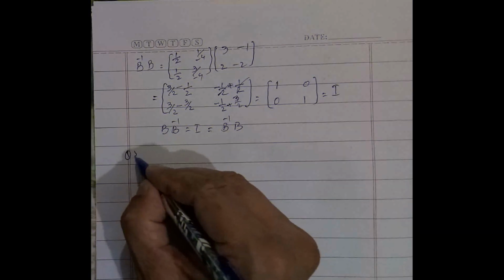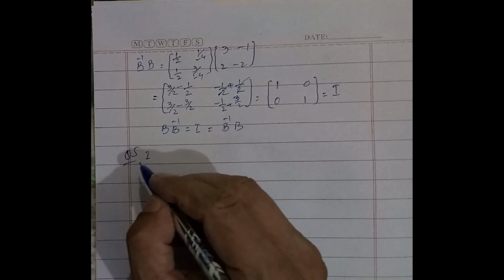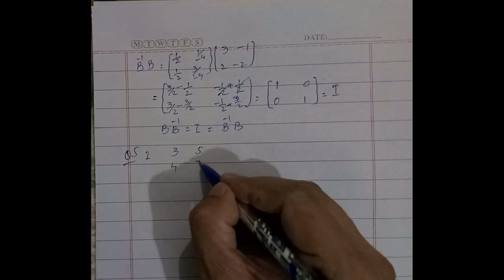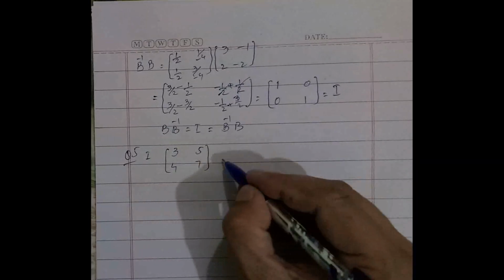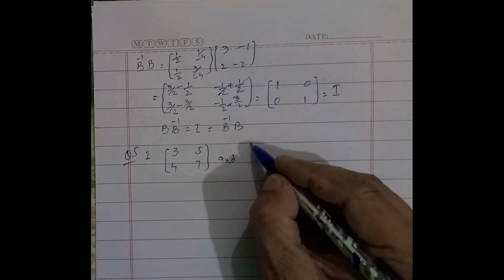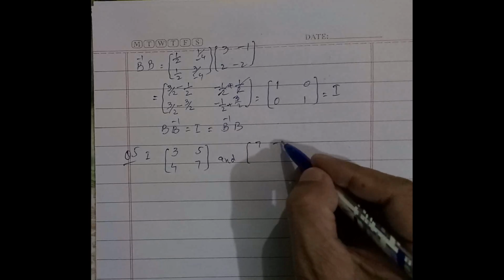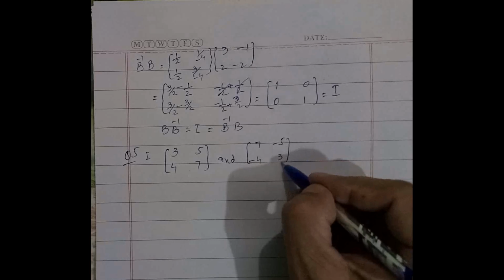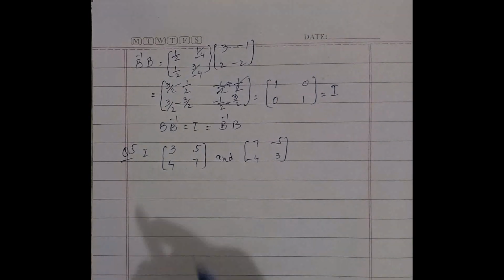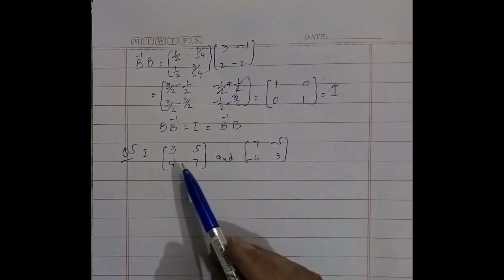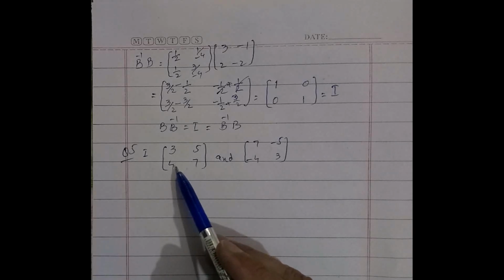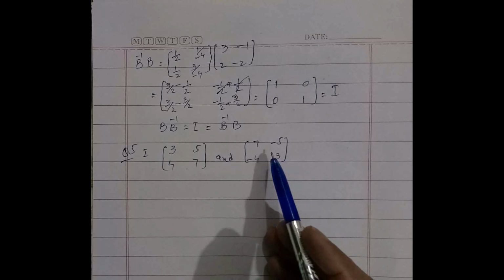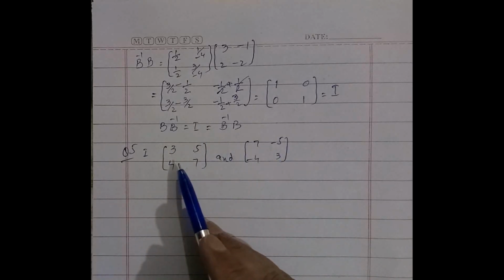Question 5, part 1. The two matrices are 3, 5, 4, 7, and the other matrix is 7, minus 5, minus 4 and 3. So when we get the multiplicative inverse of the first matrix, the answer is the second. And when we get the multiplicative inverse of the second matrix, we get the first matrix.